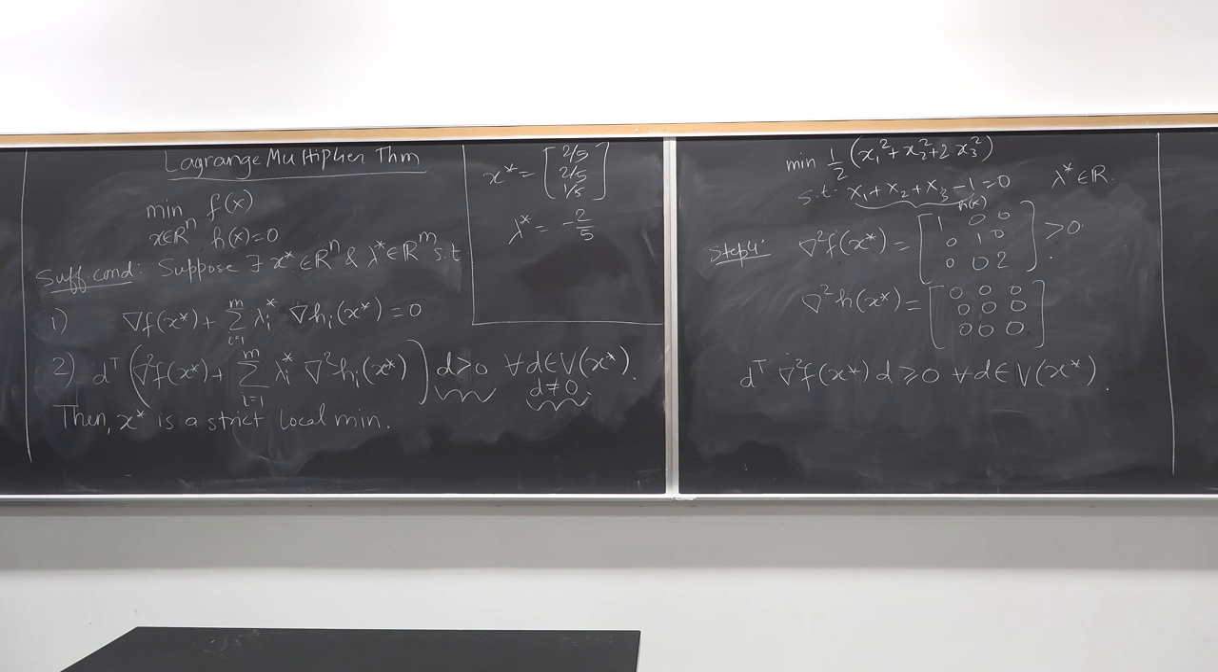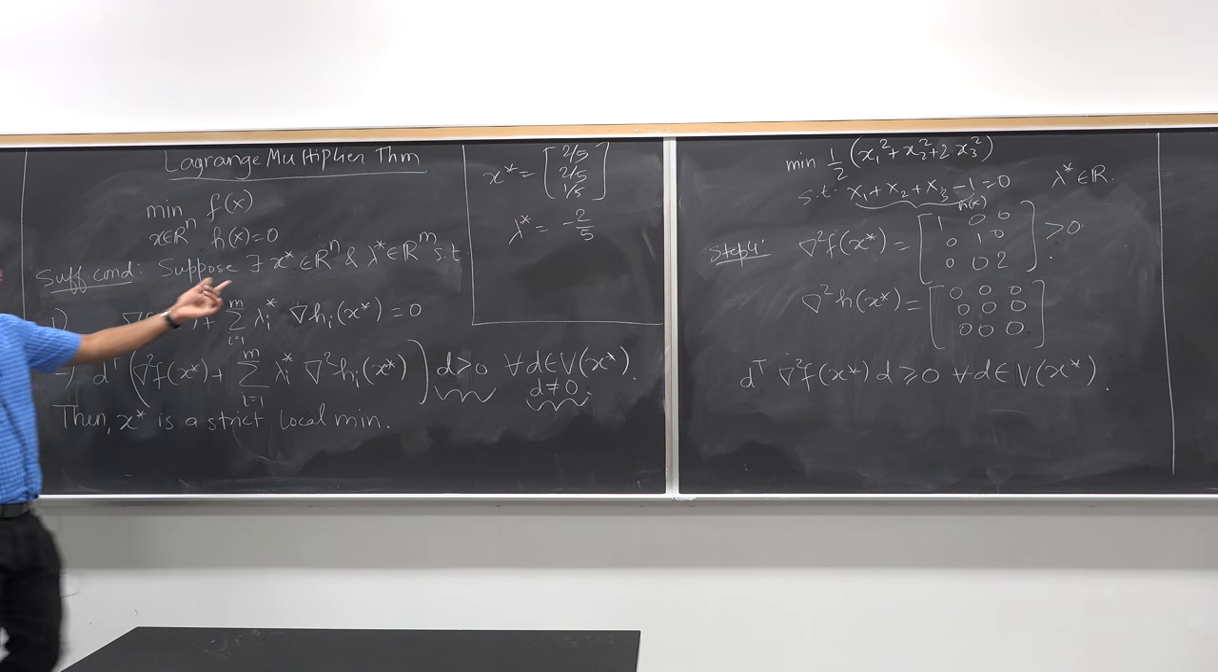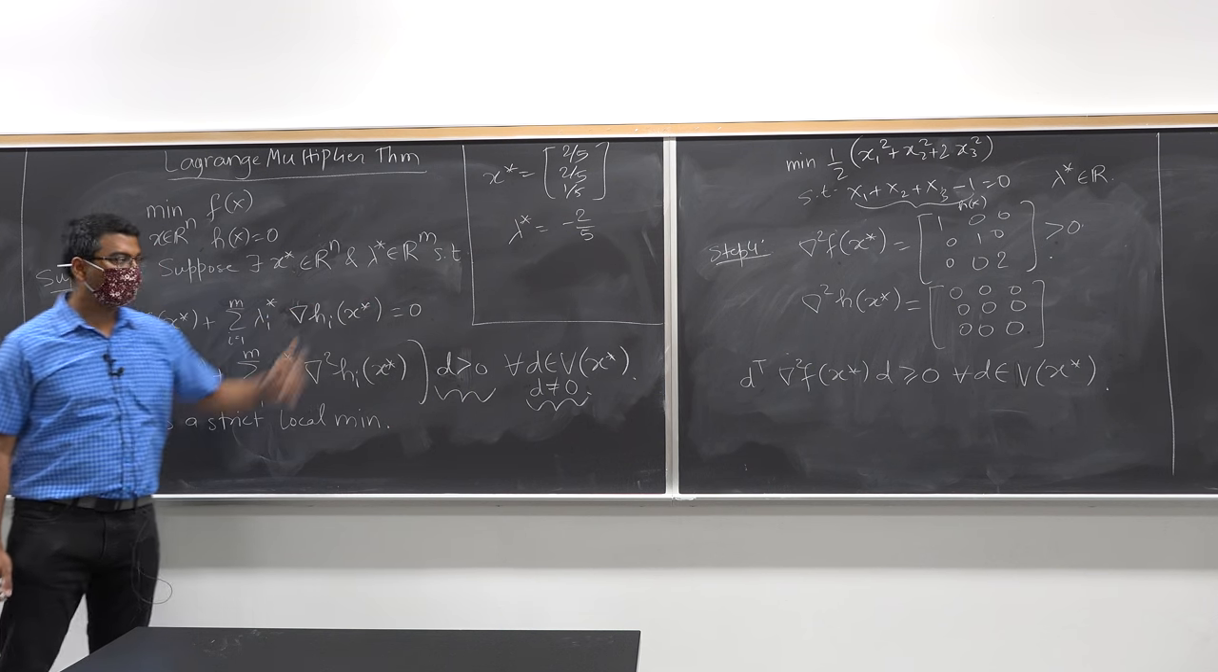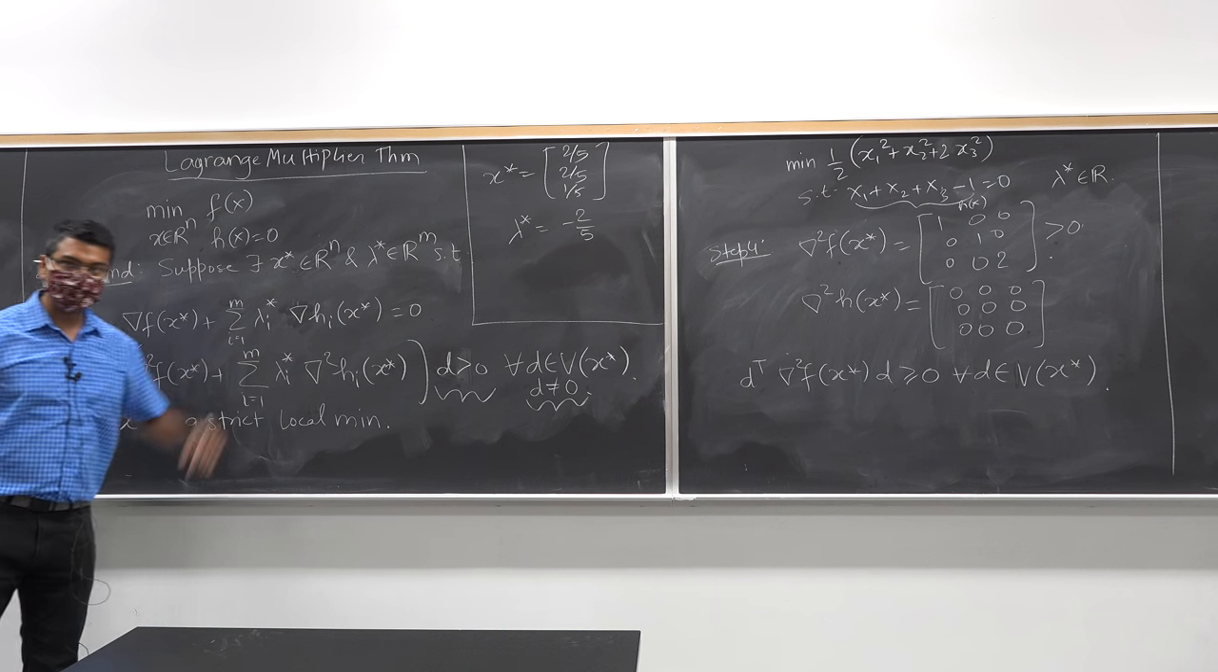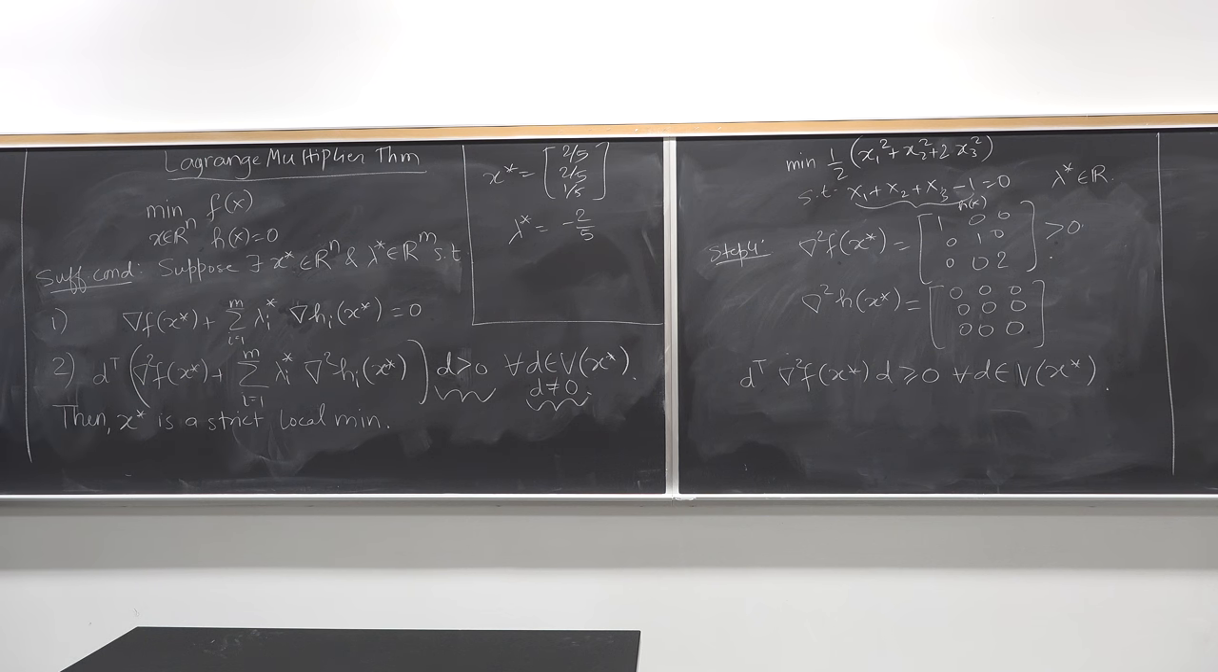Okay, so let's look at what the sufficient condition says. Suppose I have two points, x star in Rn and lambda star in Rm, that satisfy two conditions. It has to satisfy both these conditions. The first condition is that the first derivative of f plus blah, blah, blah is equal to zero. This is very similar to the first order necessary conditions for optimality. But look at the second condition, which needs to be satisfied by this x star lambda star pair.